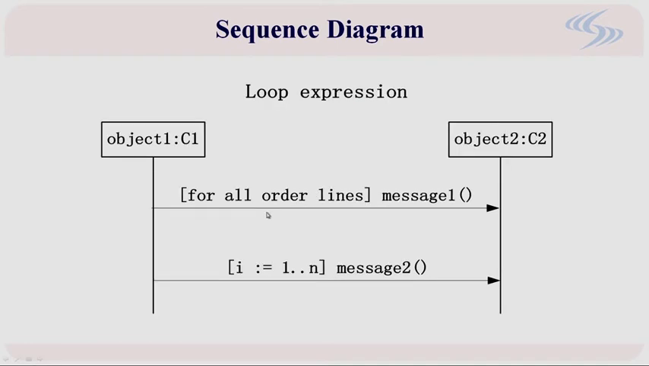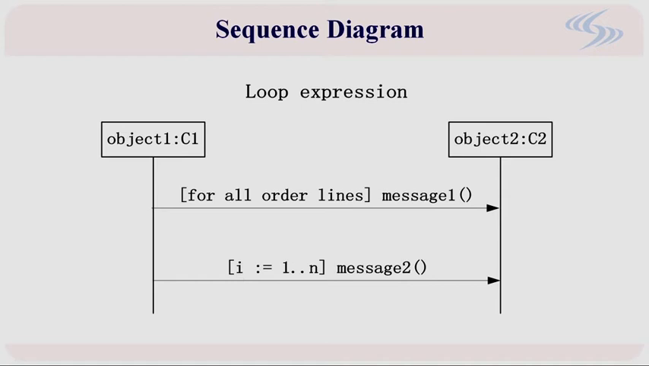Loop expression. Let's say still object 1 and object 2. If the loop condition is satisfied, then message 1 is sent to object 2, let's say, for all the other lines. So that means iterate all the other lines. So that means for each other line. So it's a loop. Or maybe we can put it in this way.